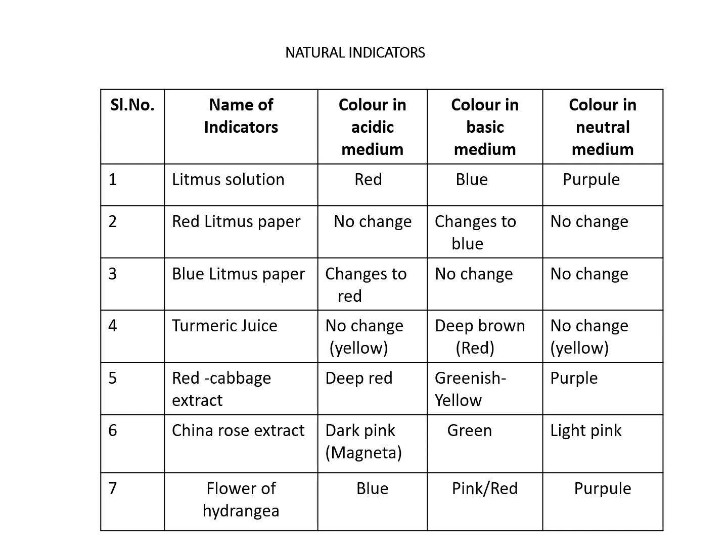Okay, so when the China rose extract is added to an acidic solution, the color will be dark pink, or you can say magenta. Now if the China rose extract is added to a basic medium, then the color will be green. Okay, the green color will be there. Now if the China rose extract is prepared in water, so it is neutral, the color will be light pink.